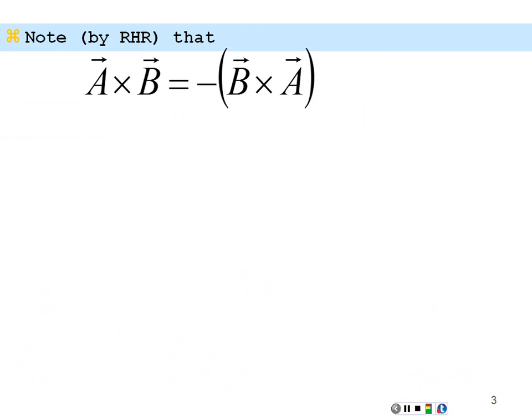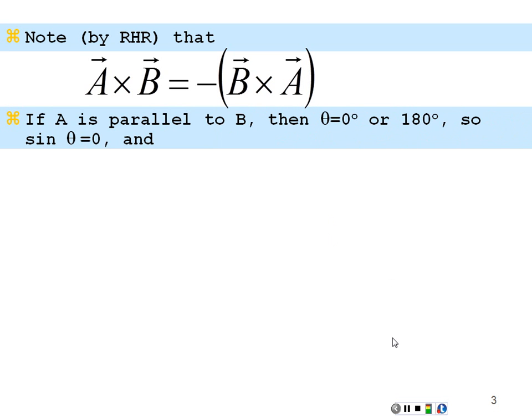Note by the right-hand rule that A cross B will be equal to negative B cross A. For instance, if I had A like this and B like this, and I did that cross product, A cross B, I'd be pointing up. But if I have A here and B here, if I did B first and then close my hand toward A, I'd be pointing down, 180 degrees opposite. So the magnitude would still be the same, A times B sine theta. So A cross B is equal to the negative of B cross A due to the reversal of direction.